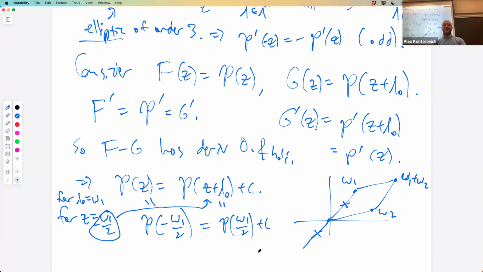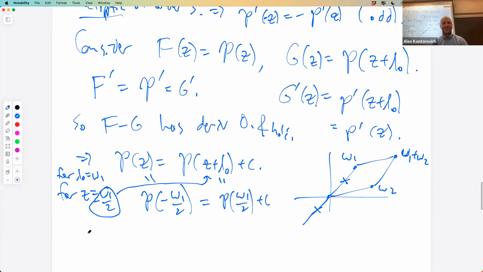So what's the constant? Because P is even. But P is even. So C equals 0. Okay, and there's nothing special about W1.